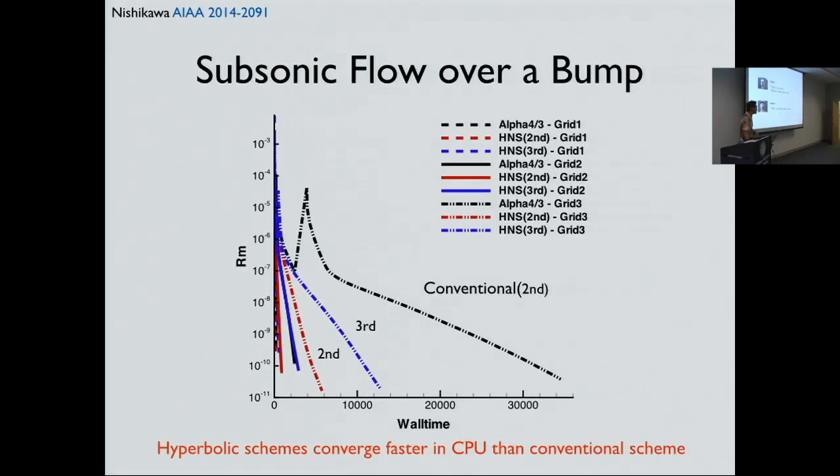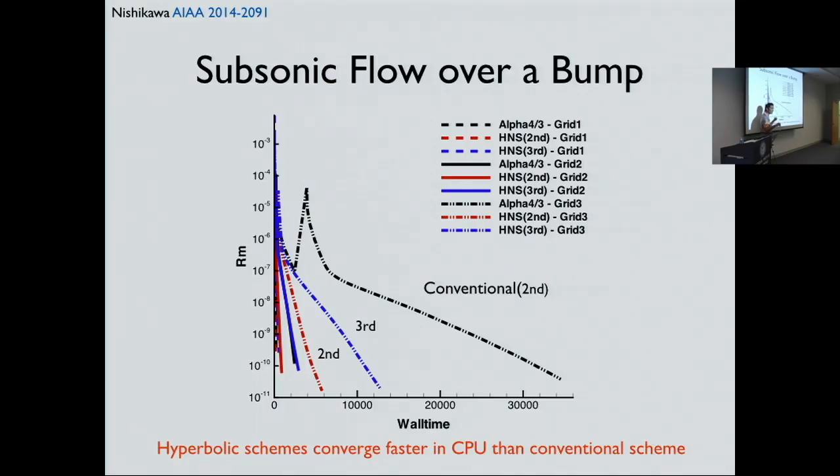And you don't believe this. On the finest mesh, the coarser mesh is hard to see here, but on the finest mesh, the conventional scheme is this one, the black one. And second order hyperbolic Navier-Stokes is much faster. And even the third order hyperbolic scheme converges faster. This is the wall time, and this is the residual, maximum residual norm. So this is my waiting time.